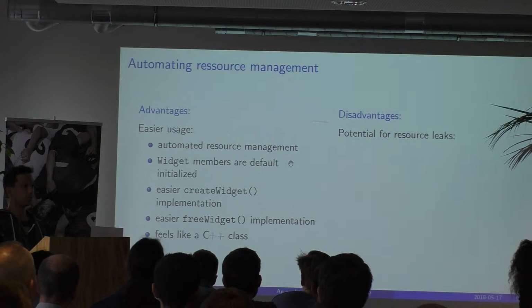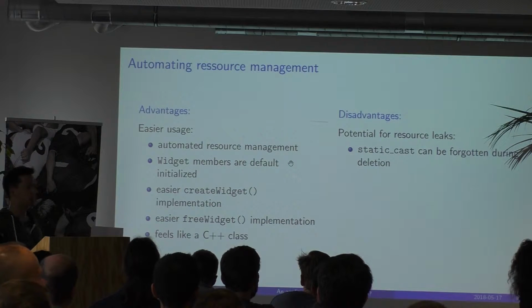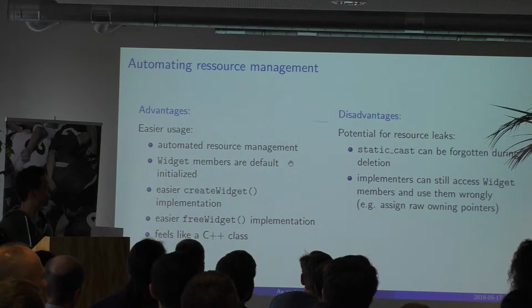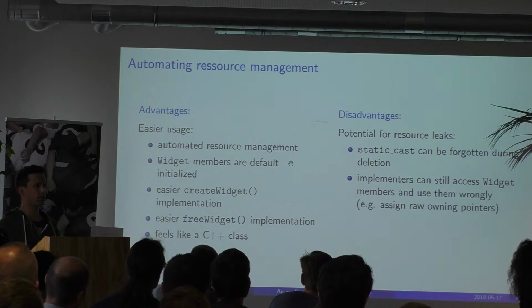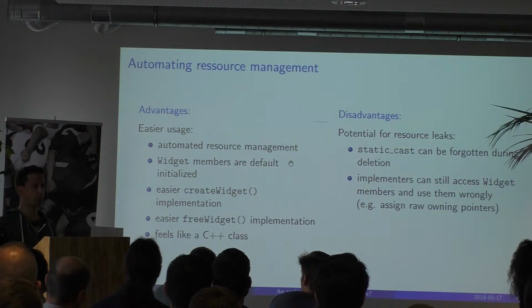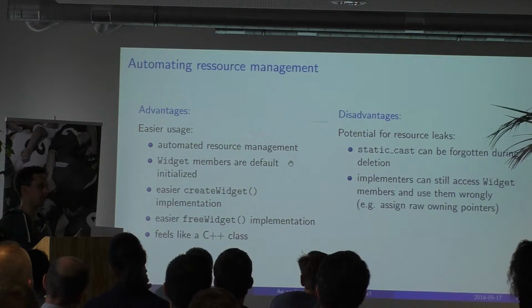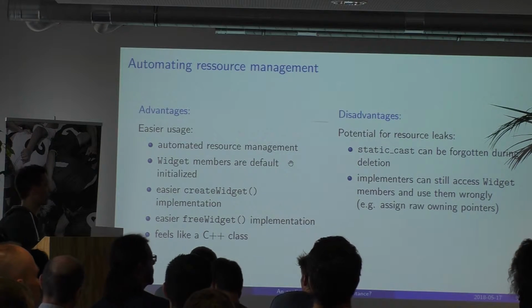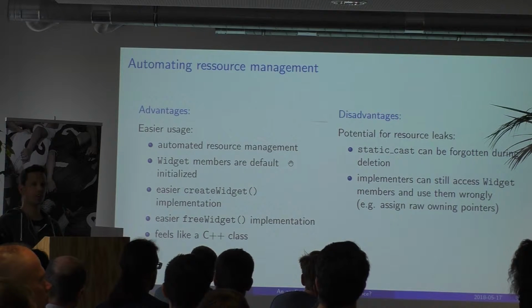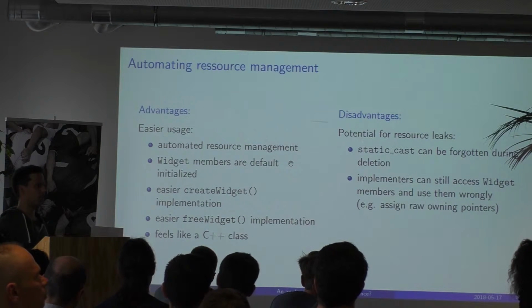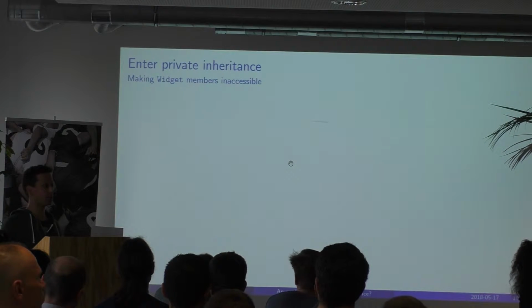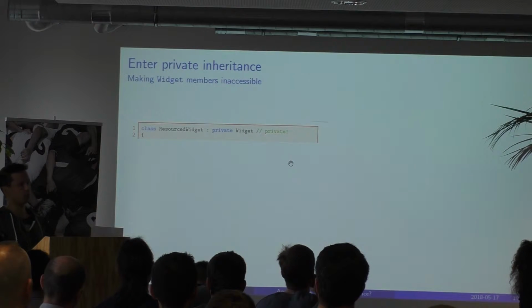But there are two potentials for resource leaks. One is the static cast. I already told you about it. The other thing is that the widget members are still publicly available, because we derive publicly from widget, and it's a struct. So all its data members are public members of our resource widget. That's a part that does not feel so much like C++. So I was thinking, how could I change that? And of course, you can already guess that now. The solution is to use private inheritance, or a possible solution.